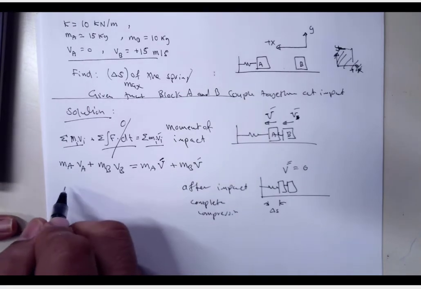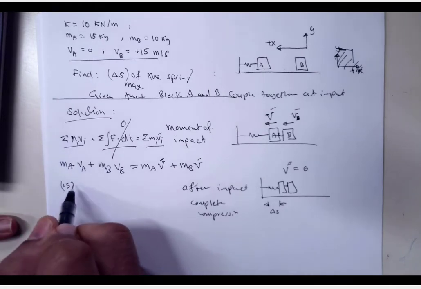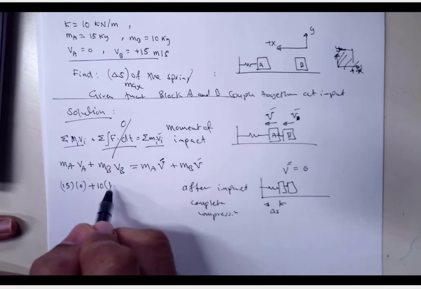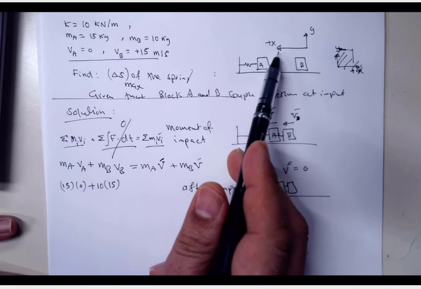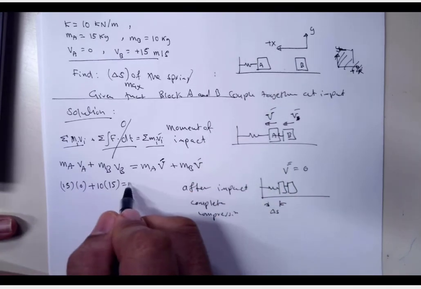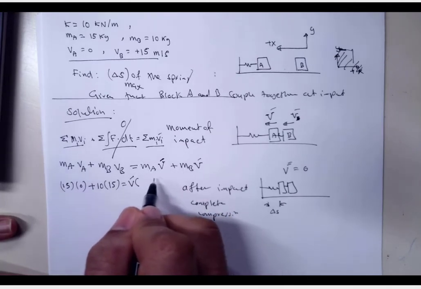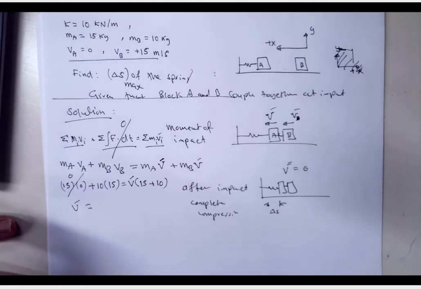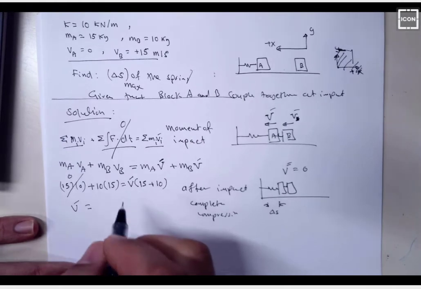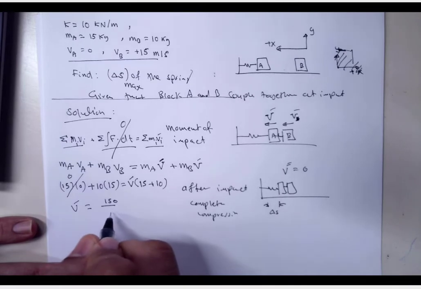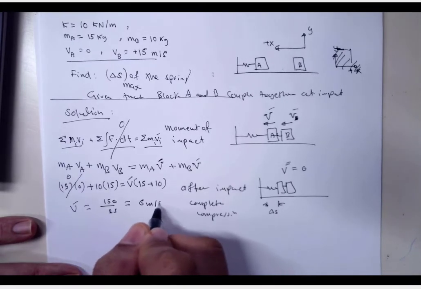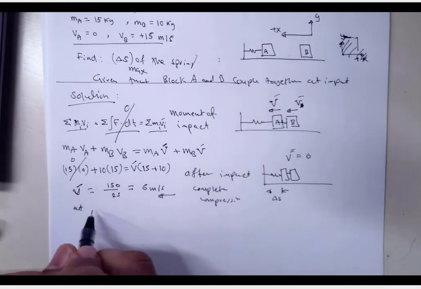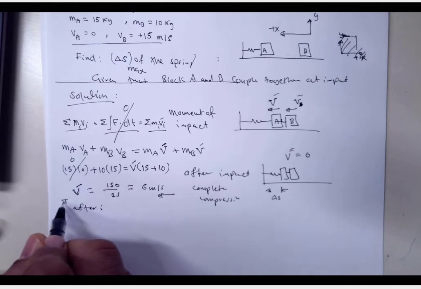This is all directional. m_A is 15, and v_A before is 0 because it's not moving, plus m_B is 10, v_B is 15, and it is plus because I assumed right is positive, equal to v prime, which is the unknown, which can come outside, times m_A plus m_B, so 15 plus 10. Therefore v prime is equal to 150 over 25, and that's 6 meters per second, in that direction. So we got v prime just after the impact.